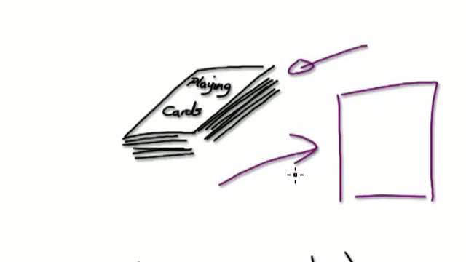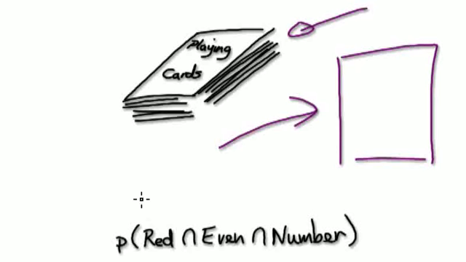Okay, see if you guys can draw a Venn diagram to represent this situation. We've got a packet of playing cards. We're going to pick out one card at random. What is the probability that this card will be a red and an even card and a number card?